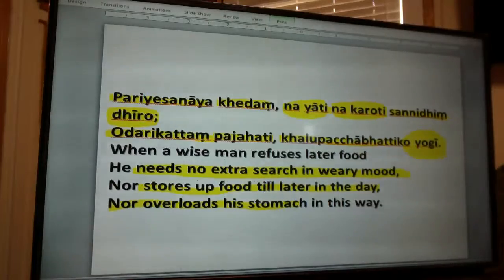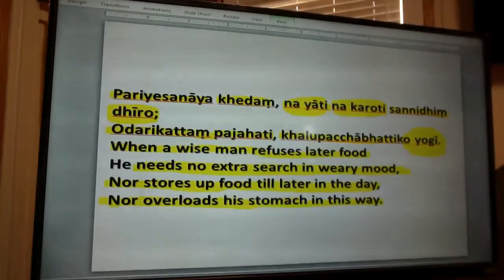So that's why, in the English translation: When a wise man refuses little food, he needs no extra in a weary mood, nor stores up food till later in that day, nor overloads his stomach in that way.